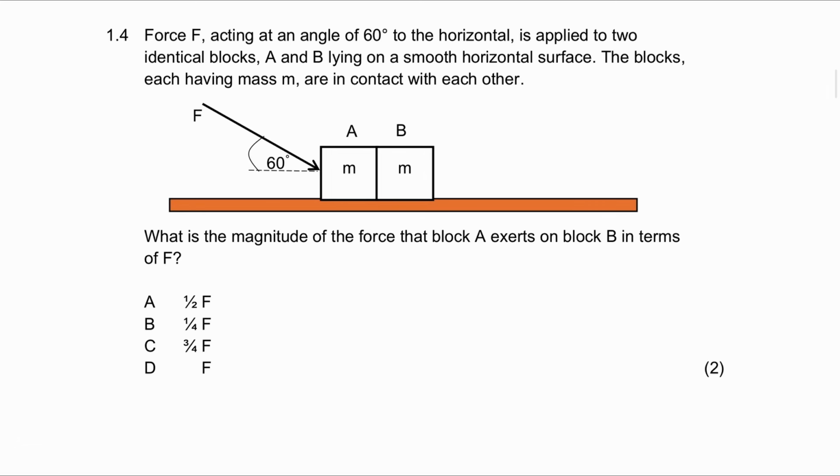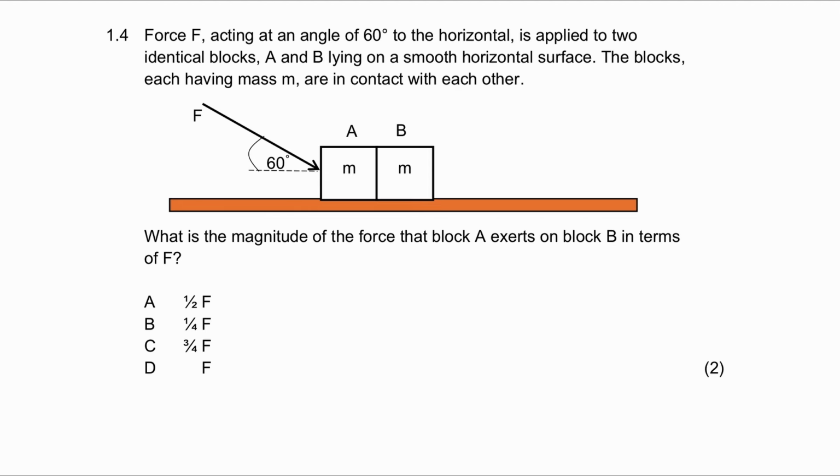Question 1.4. Force F acting at an angle of 60 degrees to the horizontal is applied to two identical blocks, A and B, lying on a smooth horizontal surface. The blocks, each having mass m, are in contact. The question says, what is the magnitude of the force that block A exerts on block B in terms of F? The first thing I'm going to do is draw the free body diagrams for A and for B.